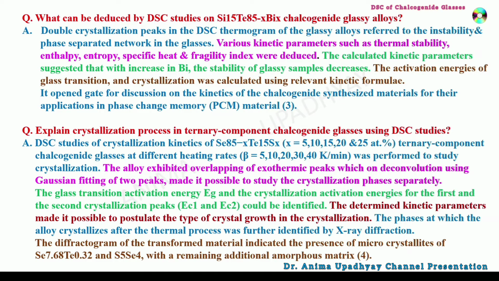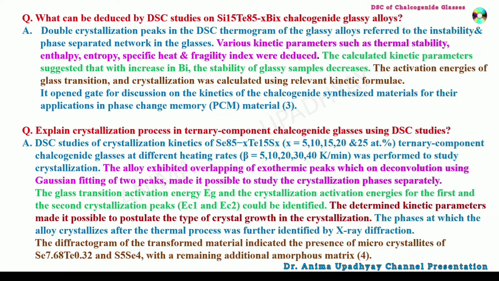Explain the crystallization process in ternary component chalcogenide glasses using DSC studies. DSC studies of crystallization kinetics of ternary component chalcogenide glasses at different heating rates were performed to study crystallization. The alloy exhibited overlapping of exothermic peaks, which on deconvolution using Gaussian fitting of two peaks made it possible to study the crystallization phases separately.